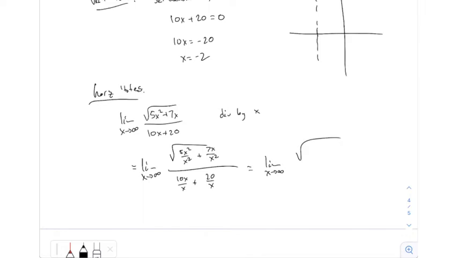Up top, this is just the square root of 5 in there, and then plus 7 over X remains. And on the bottom, it's going to be 10 here, and then plus 20 over X. And then when I take the limit, these two terms become zeros. And I get root 5 over 10 as my answer.